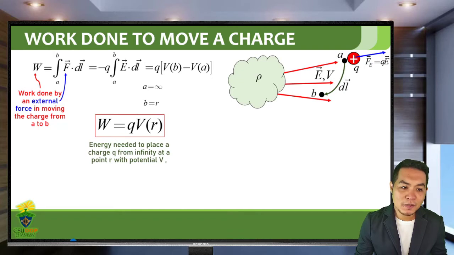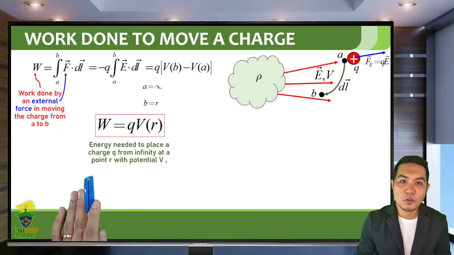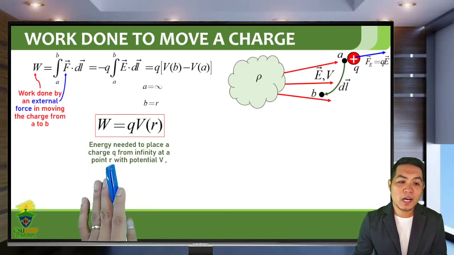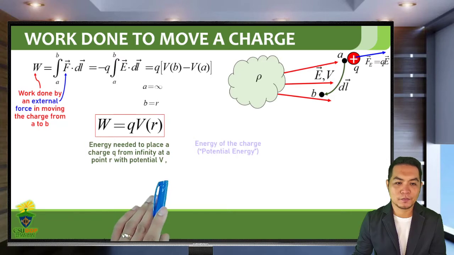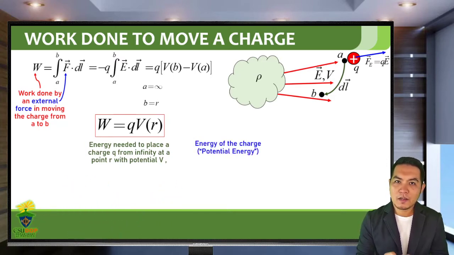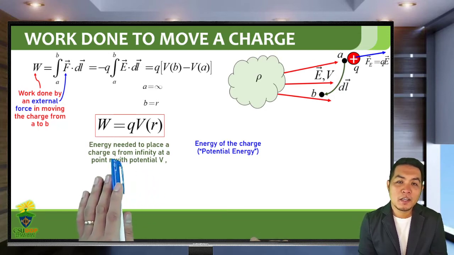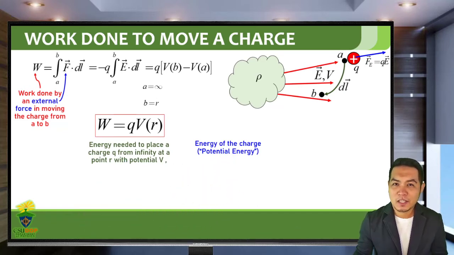This is the work done, or the energy expended, or the energy needed if you want to move or place a charge q starting from infinity to the point r, where the potential at point r is V. From your Physics 21, you have learned that when you're doing work on a body or an object, you're actually just giving energy to that object. So the energy that you expend in moving the charge from infinity to point r will become the energy of the charge, which we can also call the potential energy of the charge.